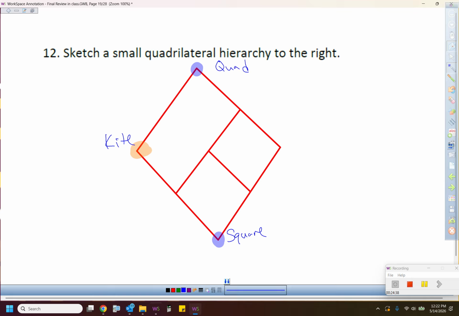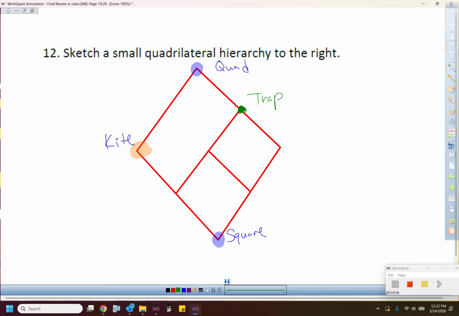And then the reason why I do those 3 first, 1, because they're kind of basic, but 2 is because everything else is one of those guys. It has at least one pair of parallel sides. Who is this guy right here? He is the trapezoid.